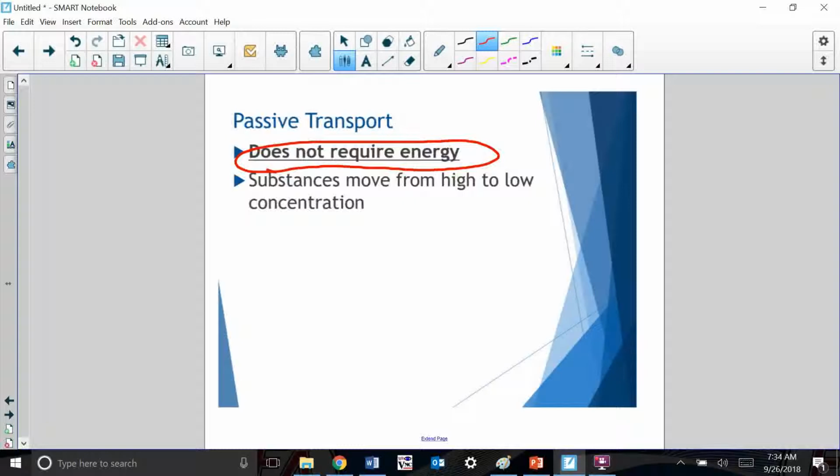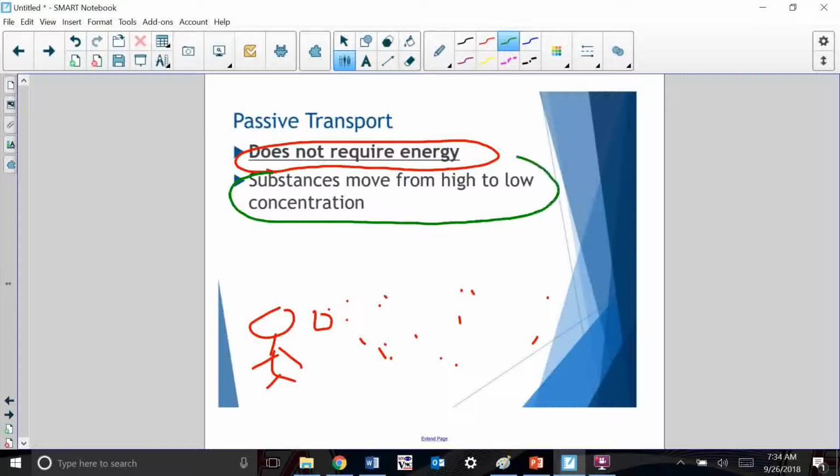You stand at one end of the room and spray it. If I'm standing here, great drawing, right? And I spray my little can, it eventually will spread out through the rest of the room. That is when substances move from a high concentration to a low concentration.